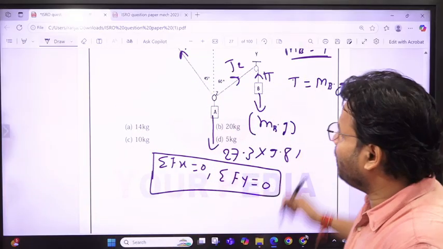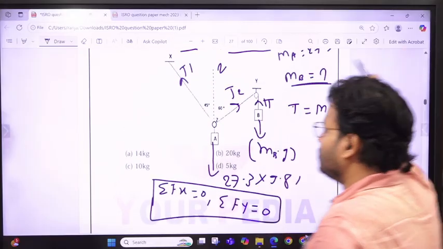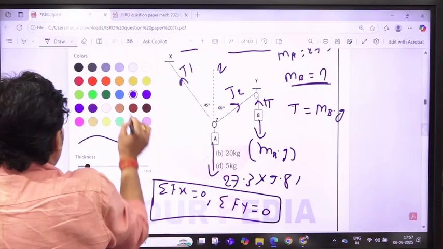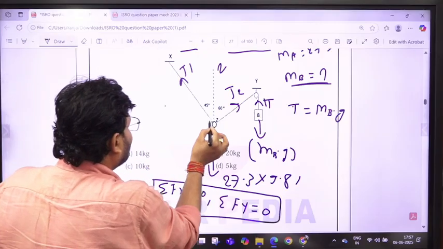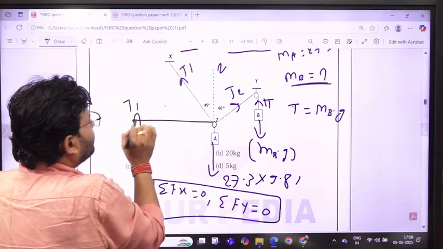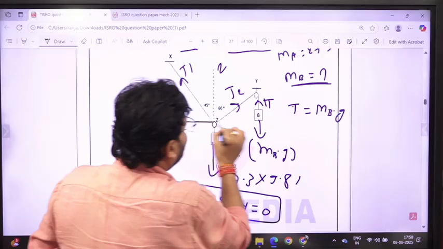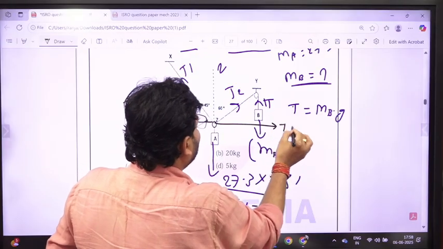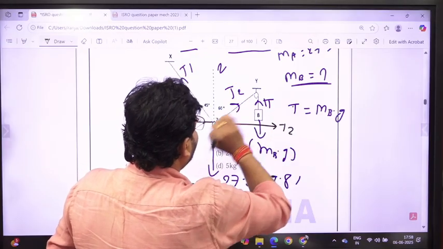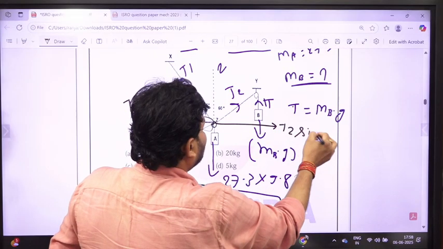So now break the components in the given diagram. Suppose this is T1. What will be their components? So this one will be T1 sine of 45, and sir, this one will be T2, so T2 sine of 60.